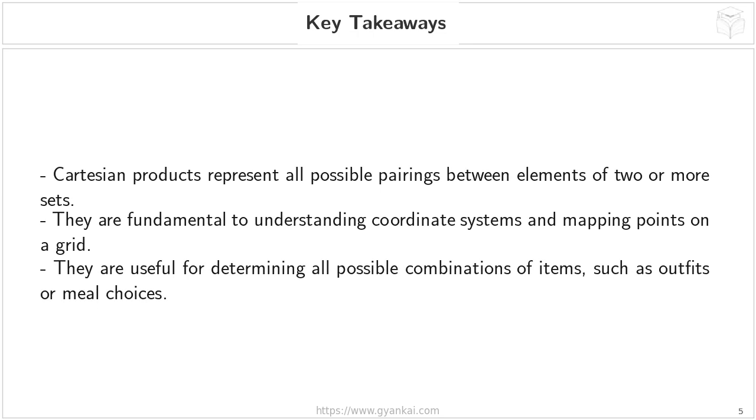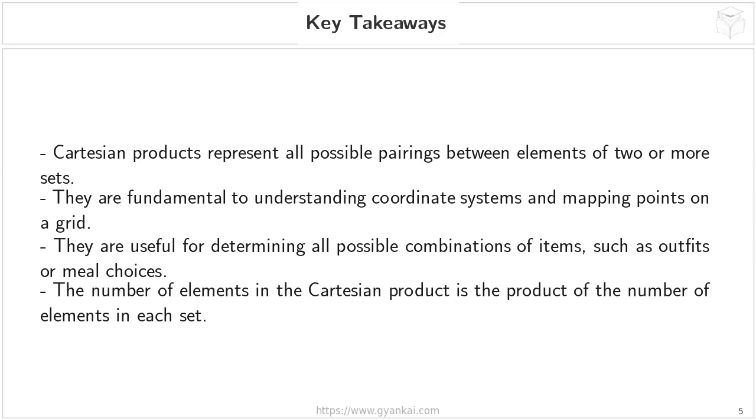As we also explored with the outfits and meal examples, Cartesian products are incredibly useful for figuring out all the different combinations you can make. Anytime you're choosing items from different categories, like selecting a main course and a drink, you're essentially working with a Cartesian product.